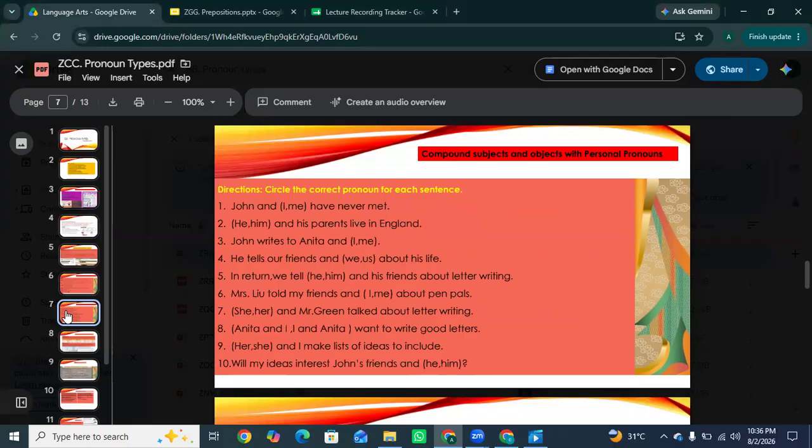Circle the correct pronoun for each sentence. Okay, here's a practice worksheet. John and blank have never met. I or me? I. John and I have never met. Why? Because it is in subject position, performing the action.